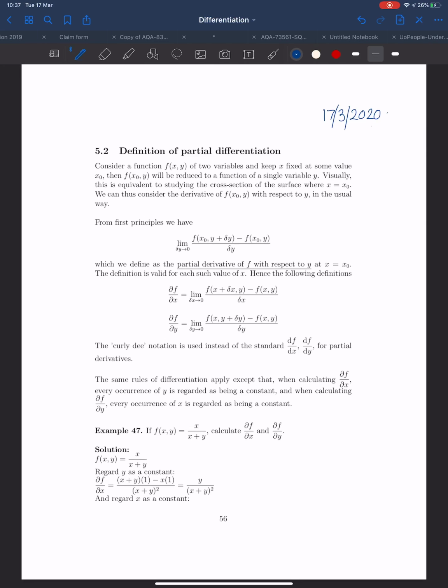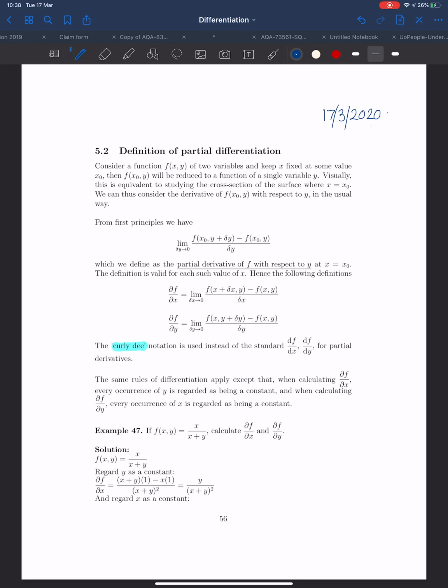So we've just done df/dy here. This is the change in f for a little bit of y. And then df/dx is the change in f for a little bit of x. So we use the curly d notation. The curly d notation is used instead of the standard d for partial derivatives. Hopefully this will become a little bit clearer with the example.